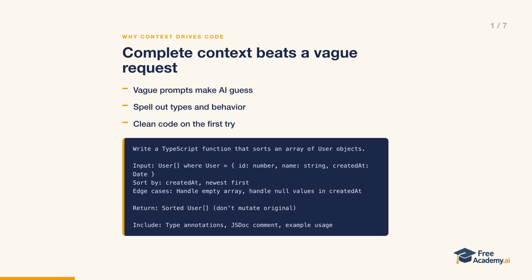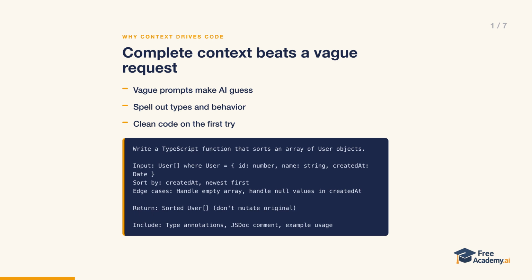AI is genuinely great at writing code, but only when you give it the right context. The difference is huge. A minimal prompt like "write a function to sort users" will often fail because the model has to guess the language, the data shape, and how you want edge cases handled. Compare that to a complete prompt.